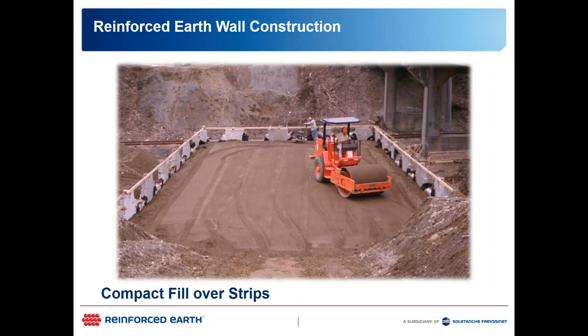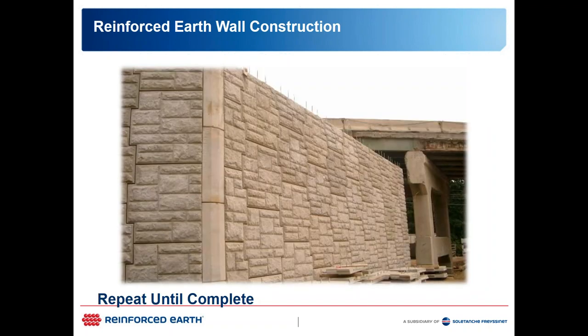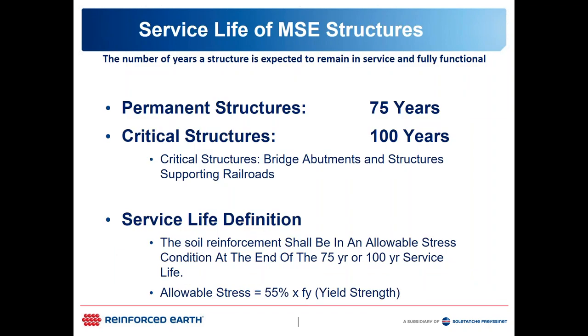Generally, we use a smooth drum roller 3 foot away from the face of the wall and a walk-behind roller right along the face to maintain the proper alignment of the panels. And this process is completed until the wall reaches the full height. And once the wall reaches the full height, a coping or a barrier can be placed on the top. So that is the construction process in a nutshell, so that is how the wall can be built with these three components. Now, how is the wall designed?